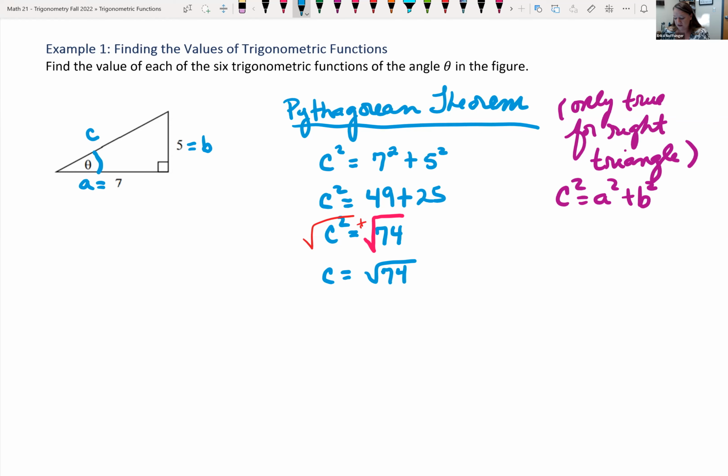Offhand, I don't know if there is a factor of 74 that is a perfect square. So I could look at that by rewriting 74 as prime factors. I see that it's even, so 2 goes in here. 2 goes into 74, let's see, 37 times. So 37 is prime, 2 is prime. They don't have any factors that are perfect squares. Okay, so there's nothing I have to pull out of that radical.